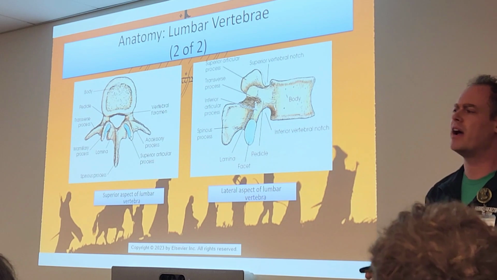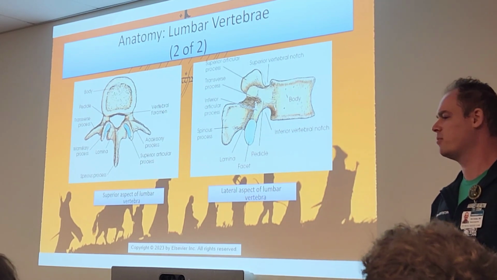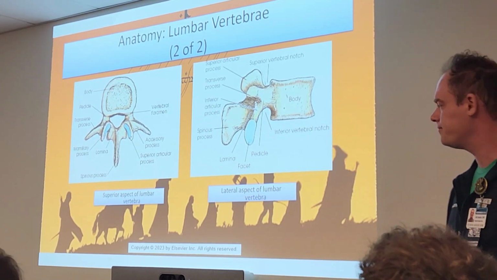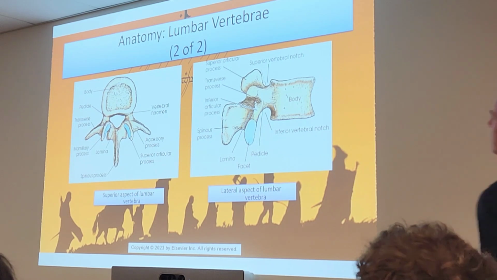Why? Because we're not going to label facets on x-rays. We don't see them that well. But we can see the processes very well. Making sense so far? Yes, sir.